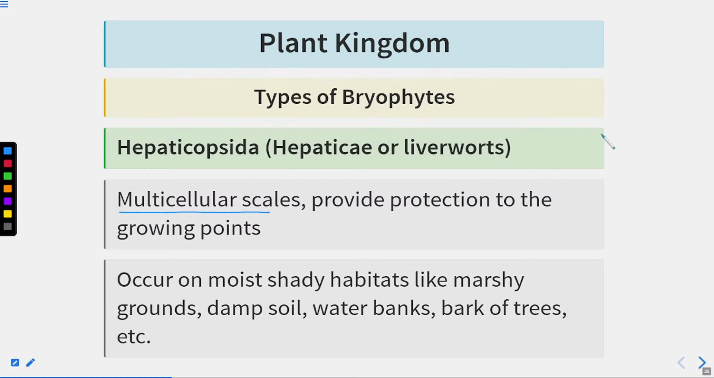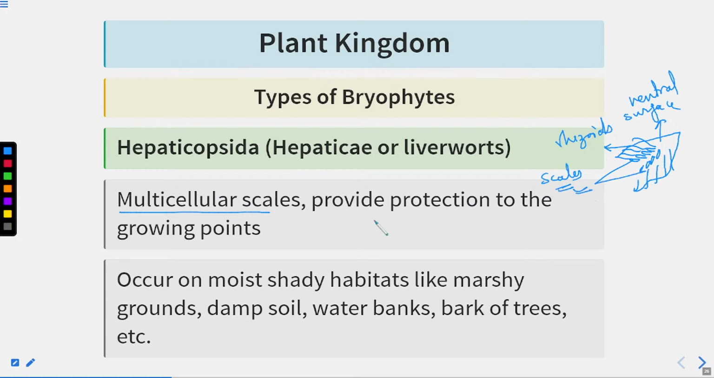Multicellular scales. If you see the ventral surface, if I draw this, this is the ventral surface. So you can see the rhizoids like this. And in the same way you can see some scale-like structures like this. I am showing this here. This is the ventral surface. So these are the rhizoids. And here you can see these scales. Now these scales are very important because they provide protection to the growing points.